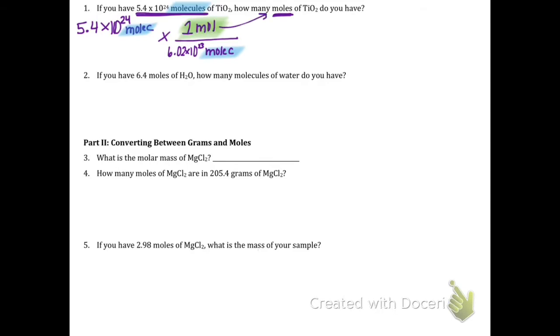So this matches our destination, so we are done here. Top is divided by bottom. So remember to use your E button, 5.4 times 10 to the 24, divided by 6.02 times 10 to the 23. This line always means to divide. You should get 8.97. So number, what are your units? Now it is moles. Okay, that's what the question asks for.